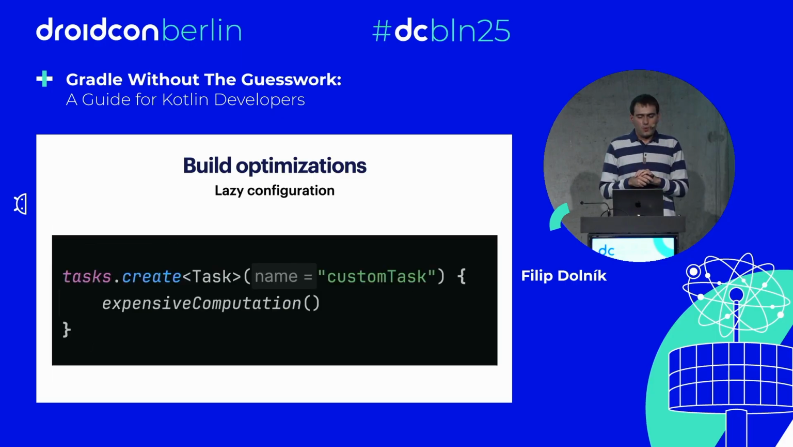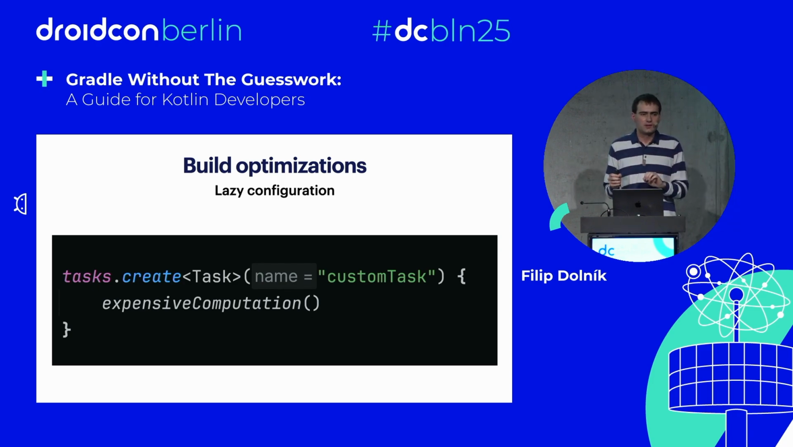This needs to be combined with lazy configuration of tasks, because most often you need these properties for the task configuration. In the past, you would see tasks being created using this API, for example. The problem with this API is that it's eager, meaning Gradle will immediately create the task and run your configuration, which can be expensive.